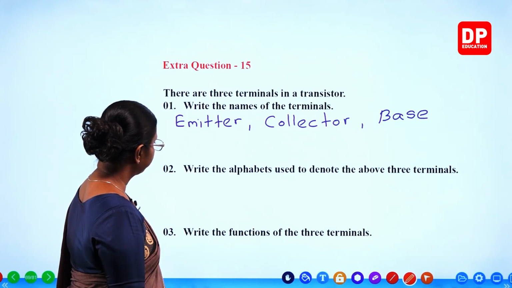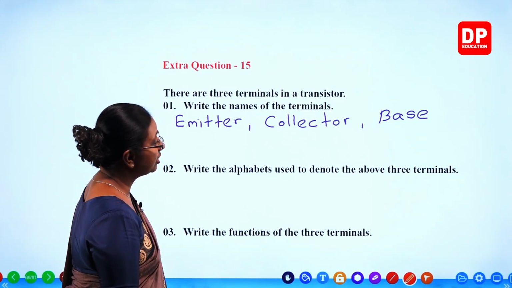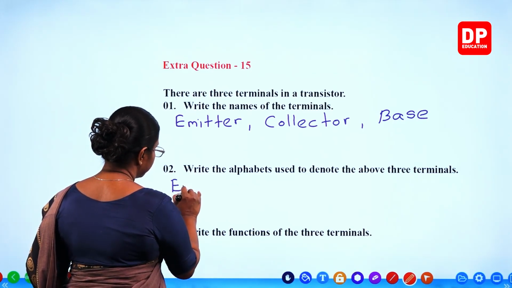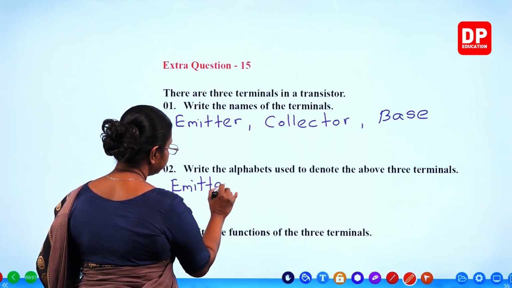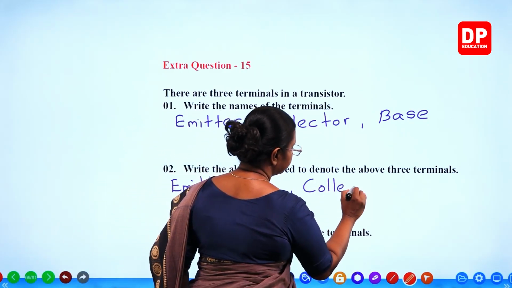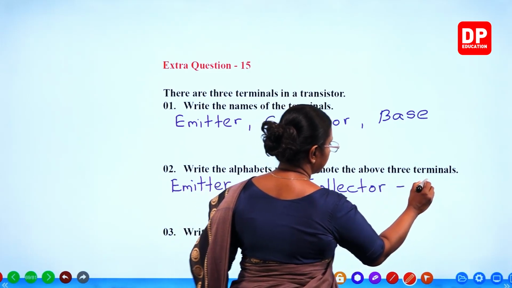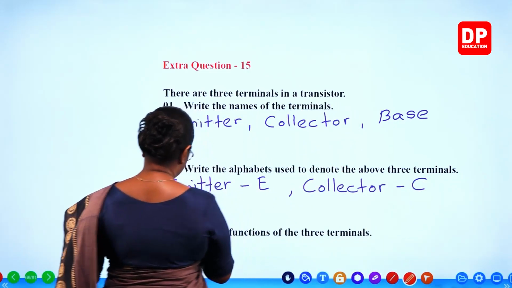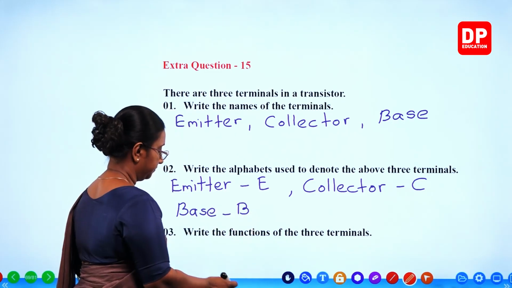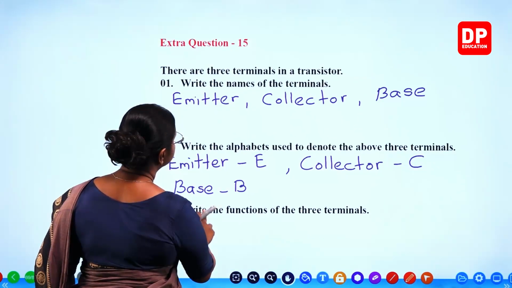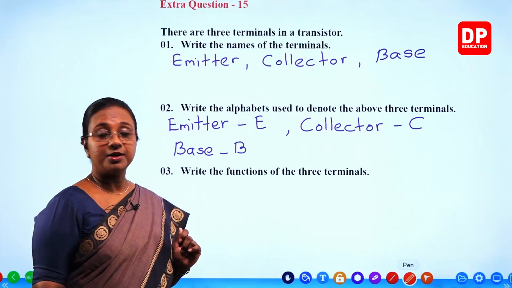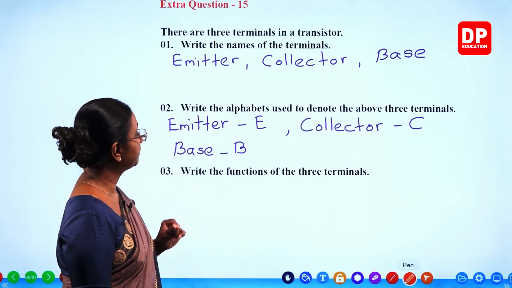Then the second one. Write the alphabets used to denote the above 3 terminals. So that is what I just mentioned. So emitter is E, then collector C and base B. Then third part of the question, write the functions of the 3 terminals.